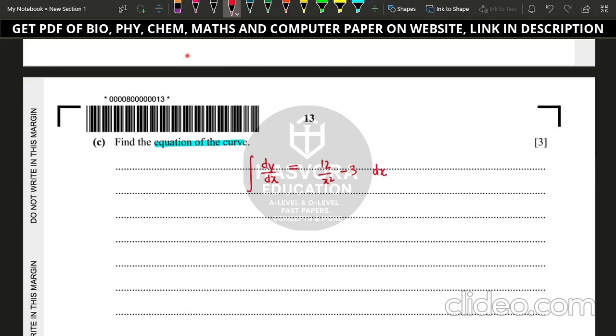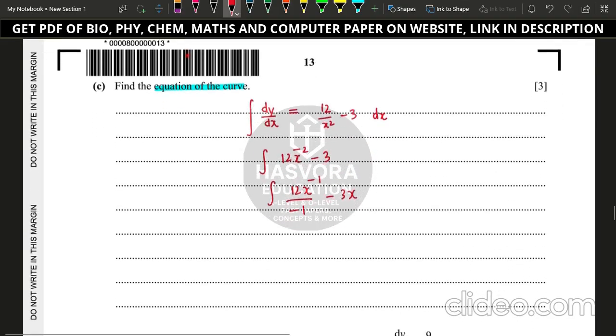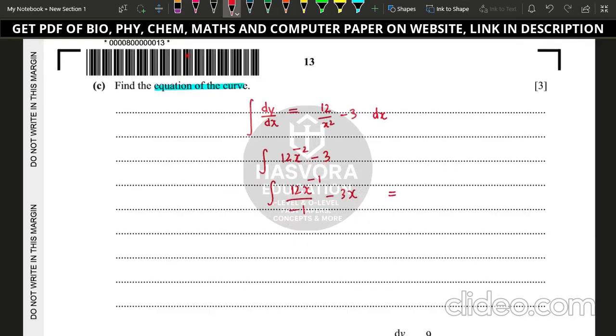So do not forget to write with respect to dx, because you will lose marks. It is just, you can say, the most important part of the integral. So if I integrate this, first of all, let's arrange this. So this will become 12x to the power of minus 2, minus 3. If I integrate this, 12x, and the power will increase by 1, so it becomes x to the power of minus 1 divided by minus 1, and minus 3, and the power will be 1, because right now it was x to the power of 0. So this will give us minus 12 over x minus 3x, and then plus c, the constant of integration.